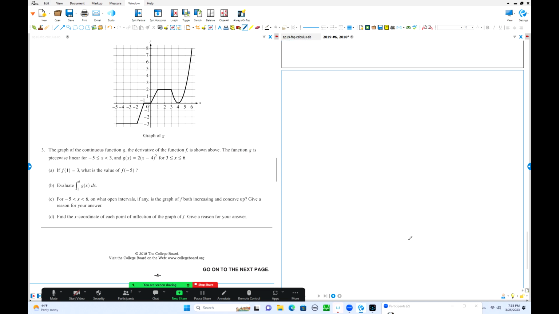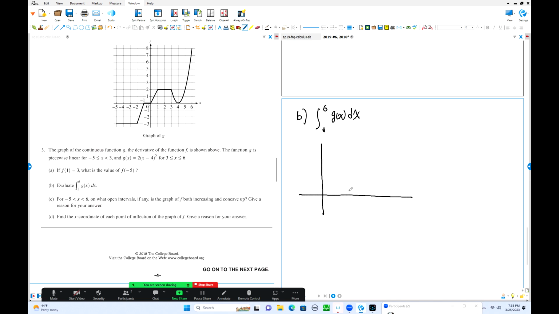Our second one is we're going to evaluate the integral from 1 to 6 of g of x dx. Where is 1 to 6 on the graph? 1 is up here, that is 2. We start from this point, 1 to 6 over here, 2 down. After that, you're going to make a right quadratic, up to 6.